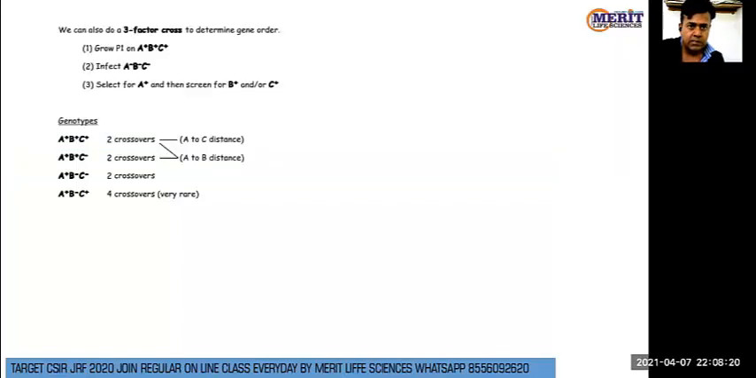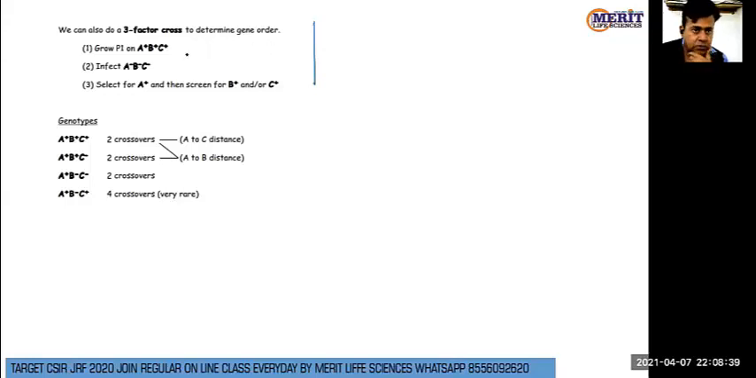Now you can calculate the distance based on the infection, based on the progeny, and for example we can use a 3-factor cross. Actually, this is a 3-point test cross. As we do the 3-point test cross in eukaryotic genes, similarly in phages we can use a 3-factor cross for gene order.